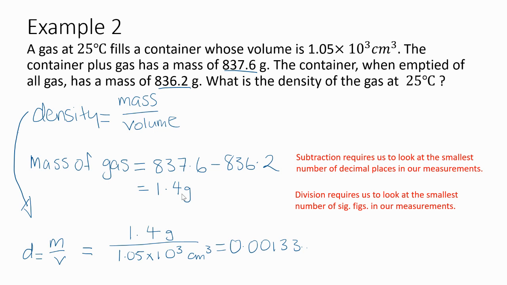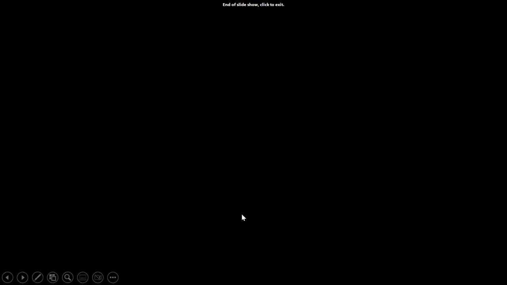Now, this was a division, which requires us to look at the smallest number of significant figures in our measurements. Here we've got 2 significant figures, and here we've got 1, 2, 3 significant figures. So the smallest number is 2. That means our answer must have 2 significant figures. So we've got 0.0013 grams per centimeters cubed, which we can rewrite as 1.3 times 10 to the negative 3 grams per centimeters cubed.